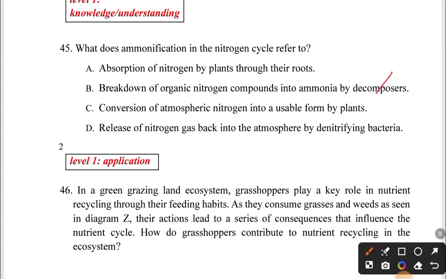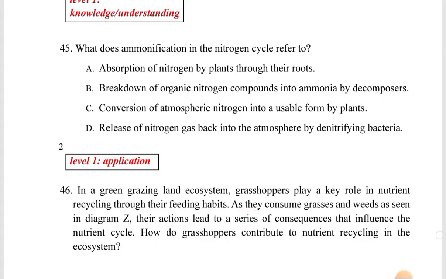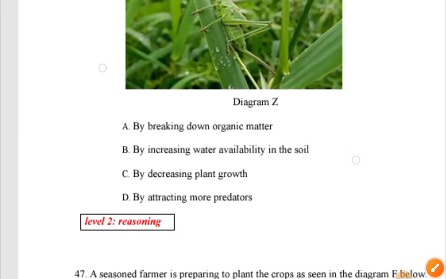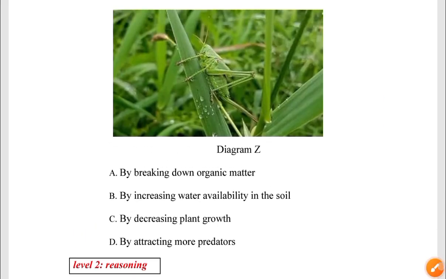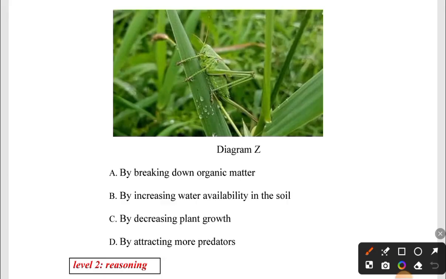46. In a green grazing land ecosystem, grasshoppers play a key role in nutrient recycling through their feeding habits. As they consume grasses and weeds as seen in the diagram Z, which is on the next page, their actions can lead to a series of consequences that influence the nutrient cycle. How do grasshoppers contribute to nutrient recycling in the ecosystem? So we have a picture of a grasshopper on green vegetation.